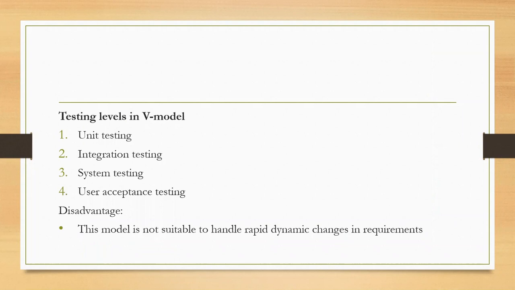There is a disadvantage in the V model. This model is also not suitable to handle rapid dynamic changes. Minimal changes are accepted, but if more frequent changes occur while developing the application, this model is not suitable because it is also a sequential approach.